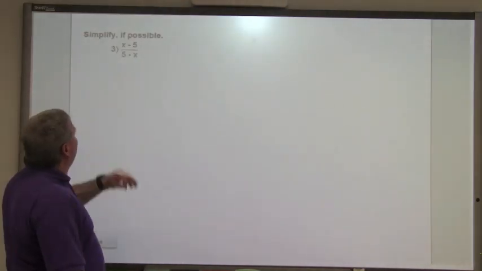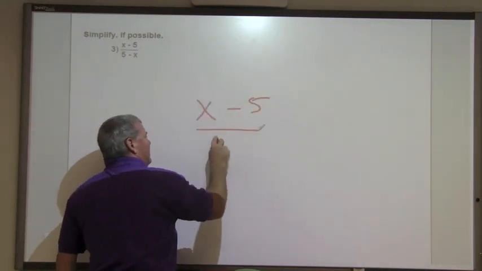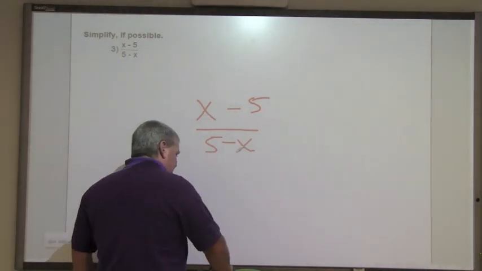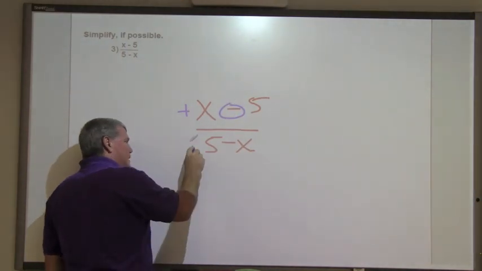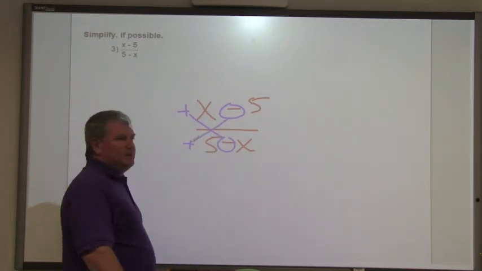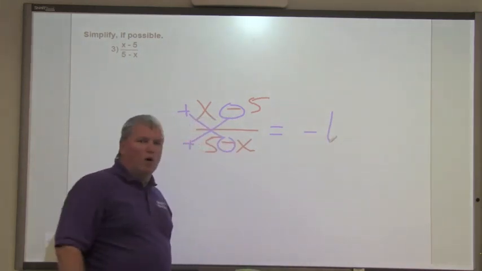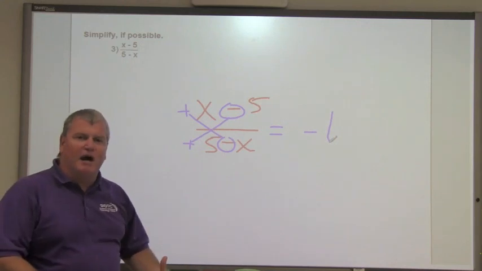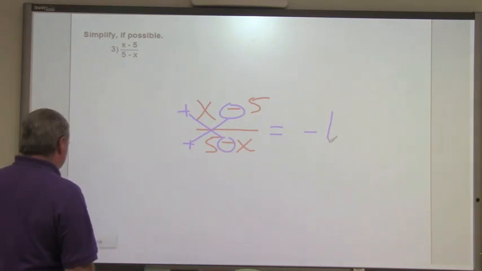Number 3, it says simplify if possible. Now anytime you have x minus 5 over 5 minus x, or any numbers where all the signs are different, this is a positive x, this is a negative 5, this is a positive 5, this is a negative x. Those are just the opposites of each other. So when you divide this out, you actually get a negative 1. Because your x's are negatives, your 5's are negatives, so when you simplify it ends up being a negative 1. So we can simplify that down.